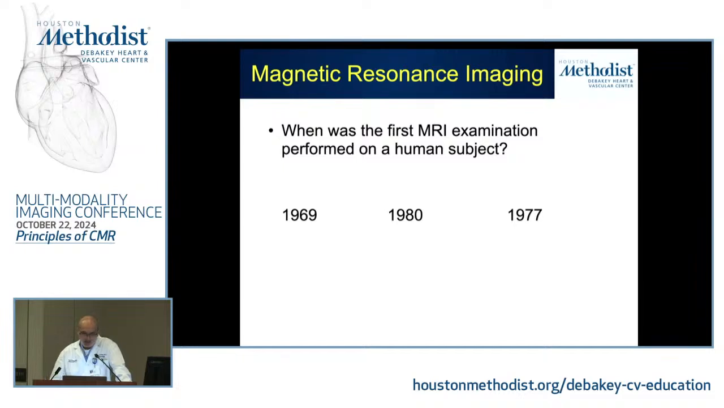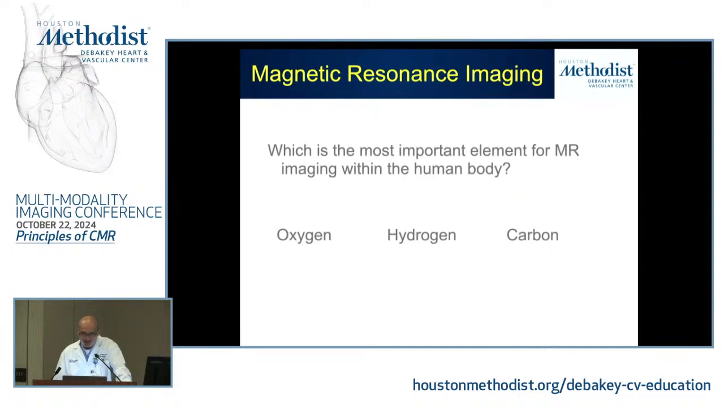So I kind of gave away the answer here. But let me see. When was that first MRI exam in a human subject performed? Again, 5 minutes to generate one cross-sectional image of the finger. 1969, 1981, 1980, or 1977? 77. So if you were listening, you noticed I said it was in the 70s, so 1977 is absolutely right. Oftentimes the answers to the test are given to you, so always pay careful attention.